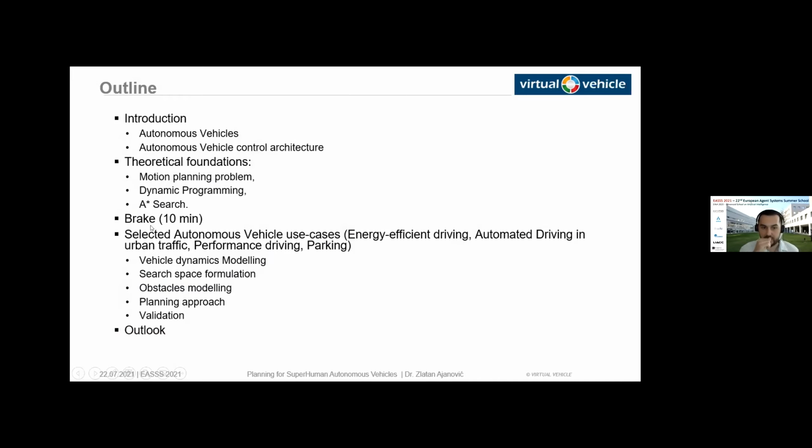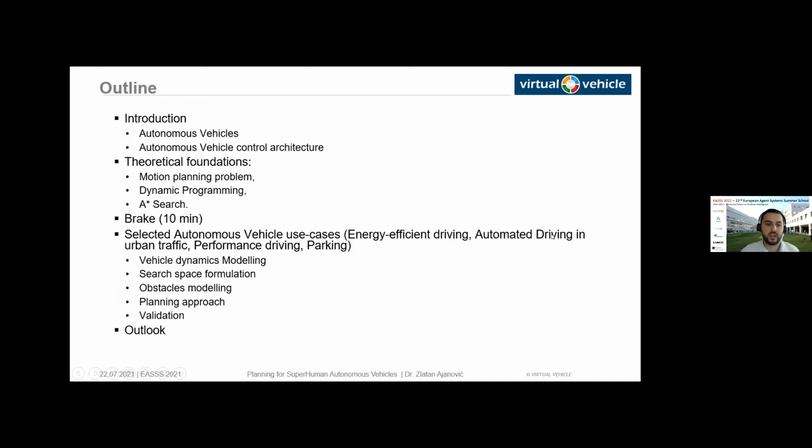Then after the theoretical foundations, we will go for a break. So we will have maybe 10 minutes, 15 minutes break. We will decide, and then we go for a practical part where we go into applications which were covered by my PhD work. So mainly different autonomous vehicle use cases. We go into more details into what I call superhuman autonomous vehicle. Then we will show the energy efficient driving use case, automated driving use case in urban traffic, and then performance driving, and maybe also touch a bit of parking use case.